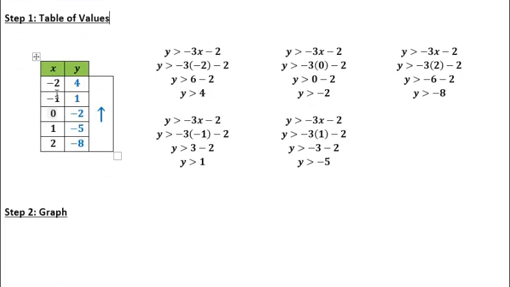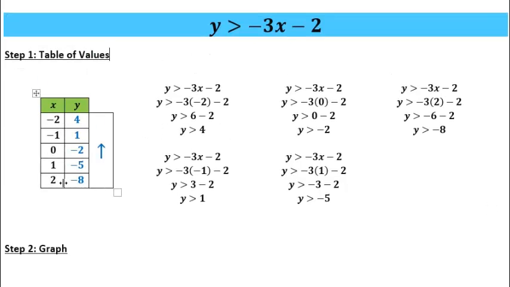For making the graph, the first thing we're going to need to do is to locate the points that we found in the table of values. Remember, we have the x in here and we have the corresponding y. So this will be minus 2 comma 4, minus 1 comma 1, 0 comma negative 2, 1 comma minus 5, and 2 comma negative 8. So we can place all of those points except for the last one, because minus 8 might be a little bit far away, so we can skip it. We can work with the other ones. So that's the first thing we're gonna do.